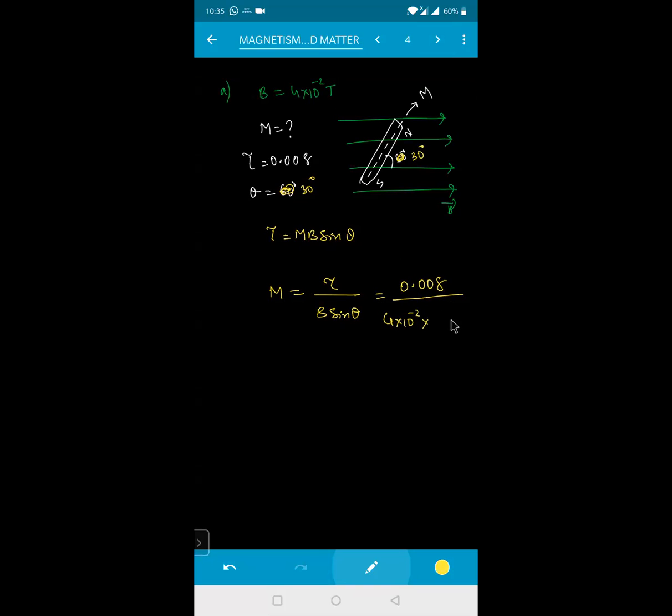1 by root 2, 1 by 2, sine. So this one is 2, so 10 to the power of minus 2 will go up. That will become 10 to the power of plus 2. That means this can be written as what, beta?